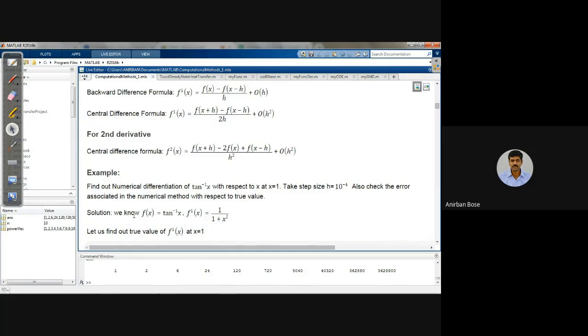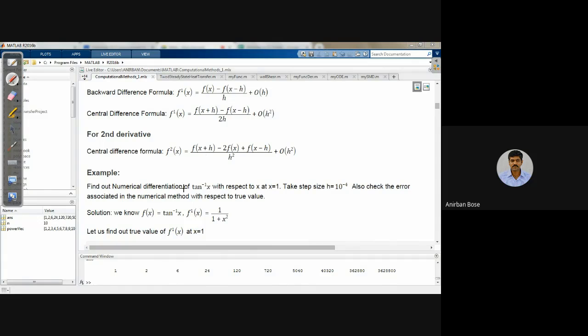Right now take a very simple example and try to understand how we can numerically do the differentiation. Suppose f of x is equal to tan inverse x, and we want to find out the first derivative of this function. It is very clear the first derivative will be equal to 1 by 1 plus x square. So definitely we can easily find out the true value at x is equal to 1, as given in the problem, the first derivative of tan inverse x at x is equal to 1.